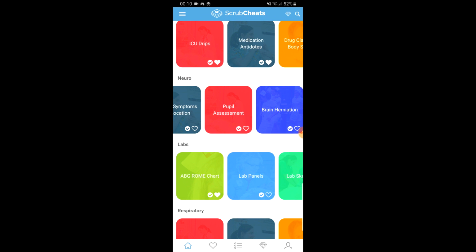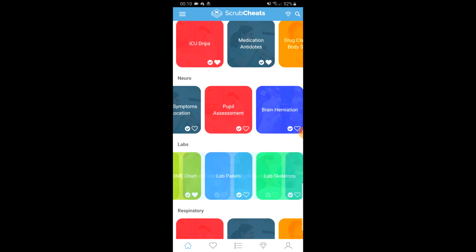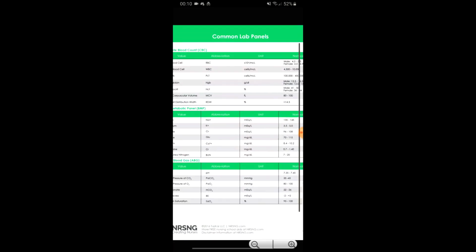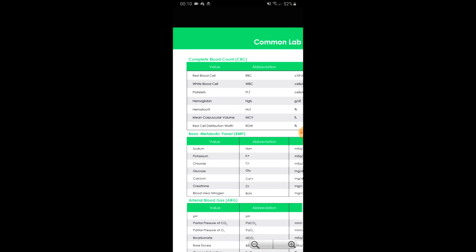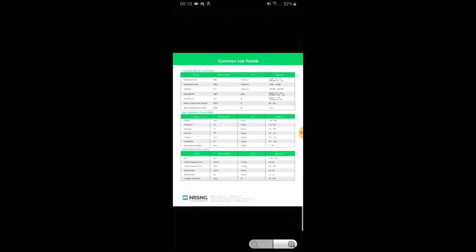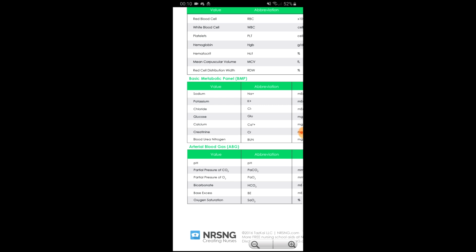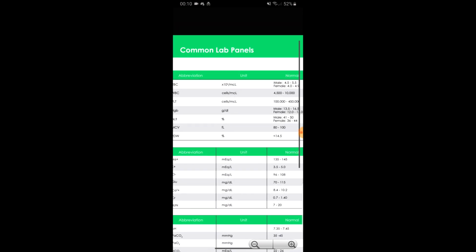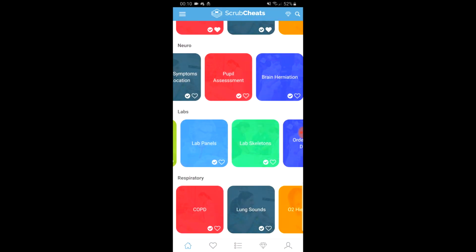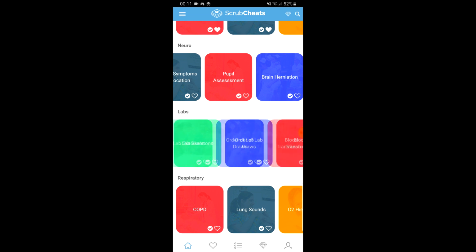One of my favorites is the labs panel, as well as the labs in general. So, labs panel, boom, you've got all the values that you need: red blood cells, white blood cells, platelets. It'll tell you the normal values for male, female, or just normal in general. This is literally amazing. It is a huge help. But one thing you do have to watch out for is, depending on what trust you're at, it depends on what units it's measured in. So just keep in mind, if you can convert it, then that's great, but make sure you keep an eye on that.